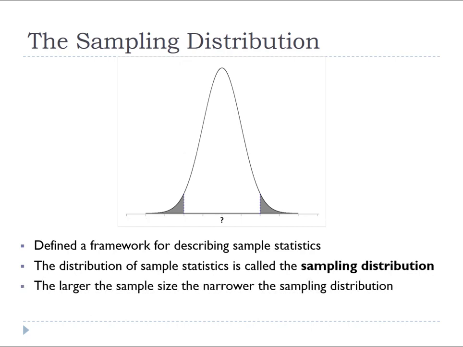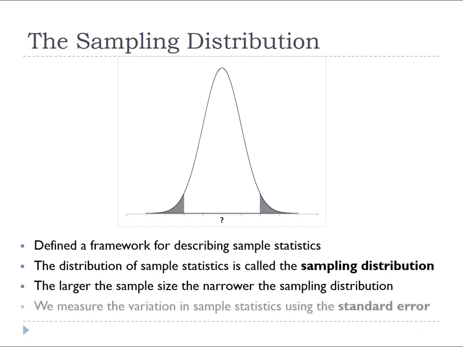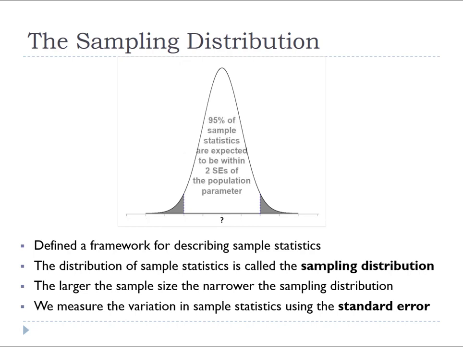We measure the variation in possible sample statistics around the population parameter using standard error. It measures how far we expect our sample statistic to be from the population parameter of interest. Since the sampling distribution is normally distributed, approximately 95% of possible sample statistics will be within two standard errors of the unknown population parameter.